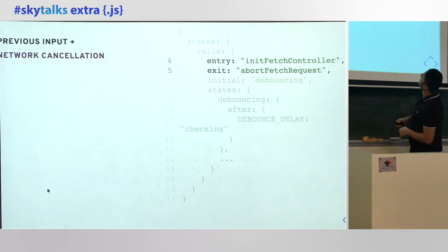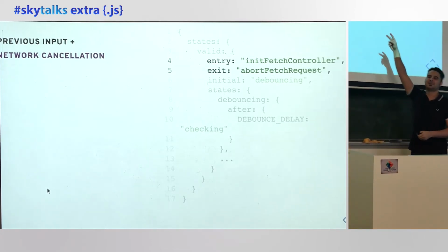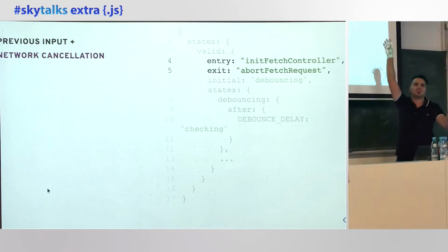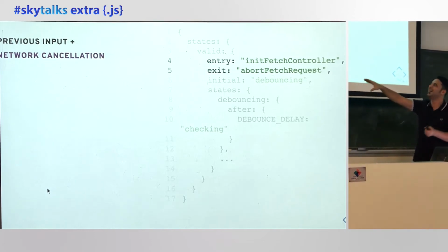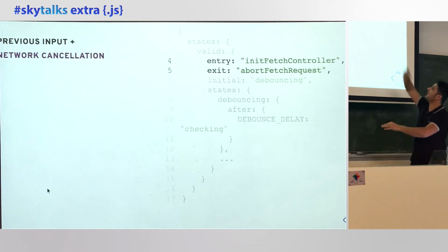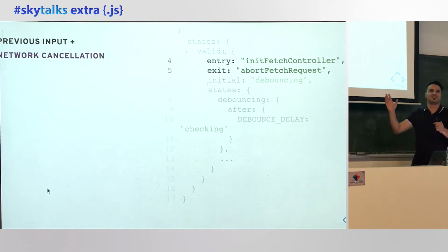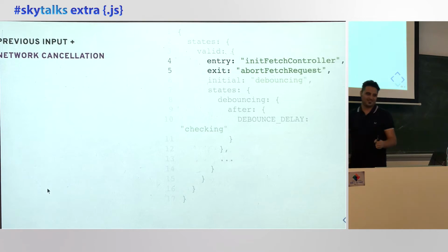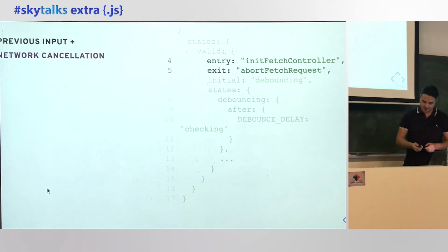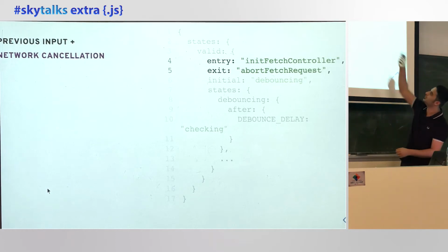So instead of doing that, you add two lines of code. You say, when I enter invalid, initialize a fetch controller, which uses an abort controller or something, get the signal, pass it to the fetch, and whenever I'm going out, which means the user has typed something new, just cancel it. That's it. That's the whole thing. Network cancellation, which is super fancy and complex in most of the tutorials you find online, is just two lines of code in state charts.